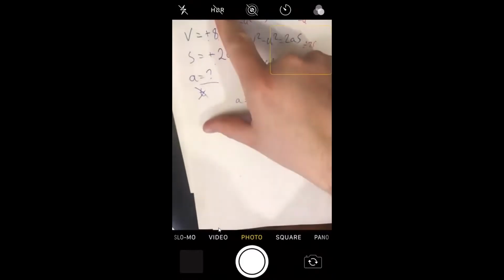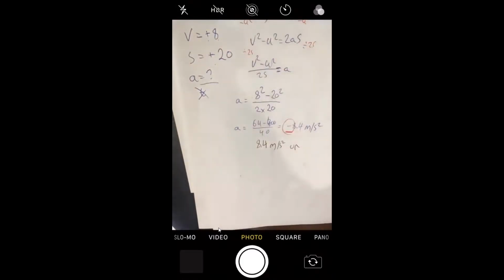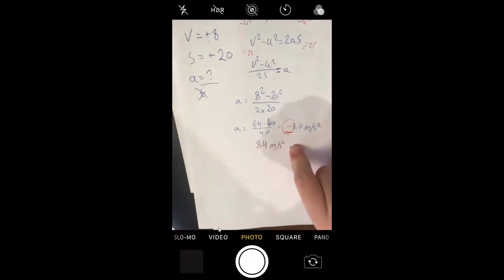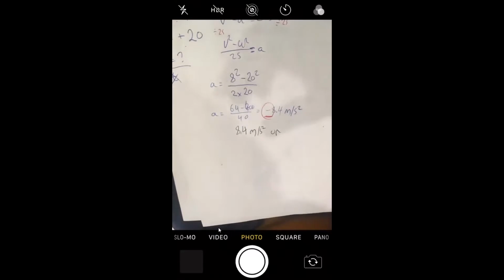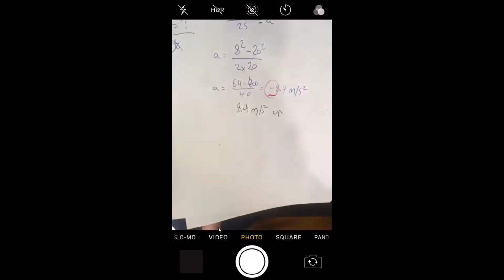That's why I either say negative 8.4 meters per second squared, because that's the opposite of down, or I instead write down 8.4 meters per second up. So just keep that in mind, that the sign at the front also is a way of giving you a direction.